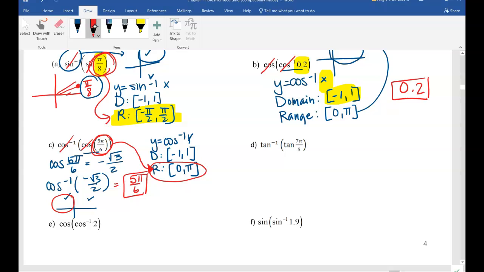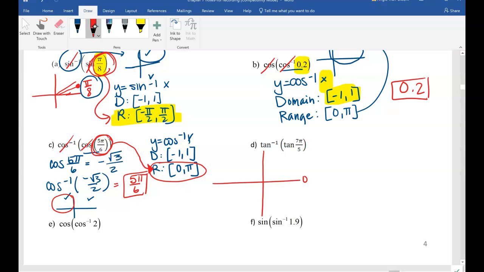Letter D. Okay, this one's really difficult, so I need you to pay attention and rewind if you need to. And I'm going to go slow. Tangent of 7 pi over 5. It's not one of the angles you know, but that's okay. We can still do it without a calculator.